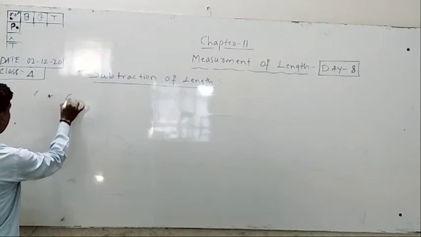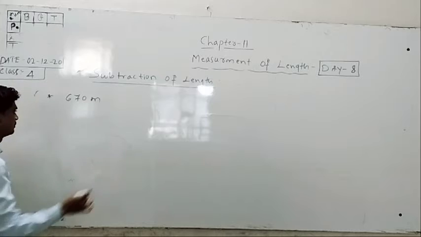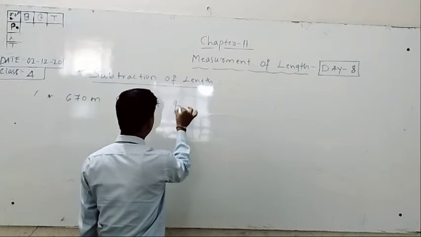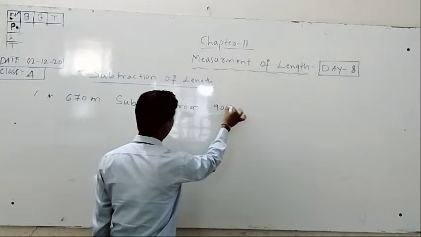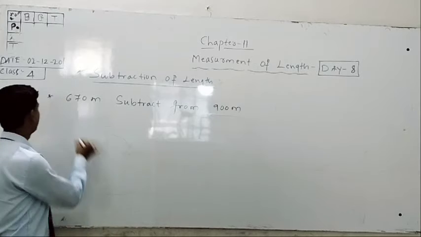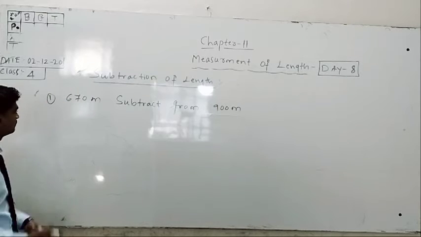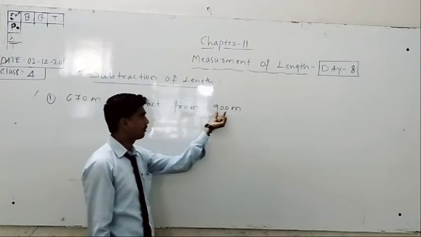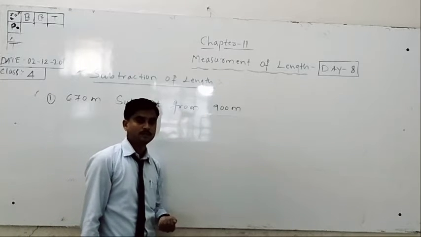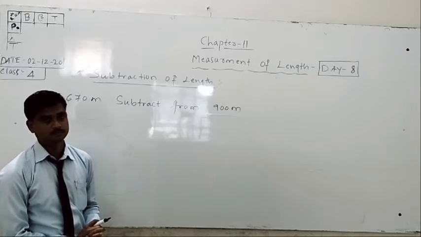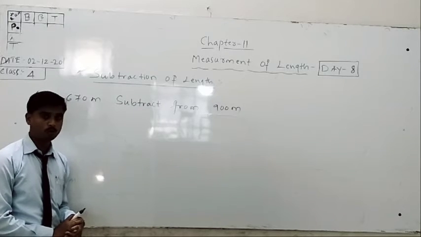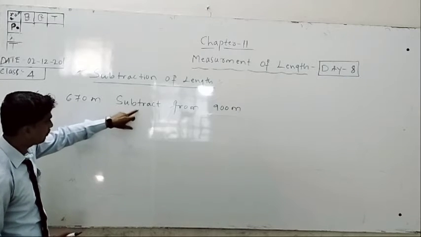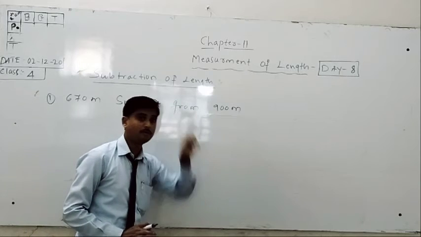What is that? 670 meter subtract from 900 meter. This is the problem. Understand? Problem number 1: 670 meter subtract from 900 meter. You should understand the question. What is given there? 670 meter subtract from 900 meter.